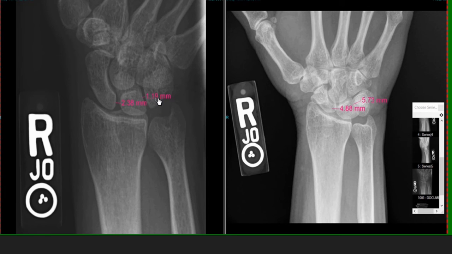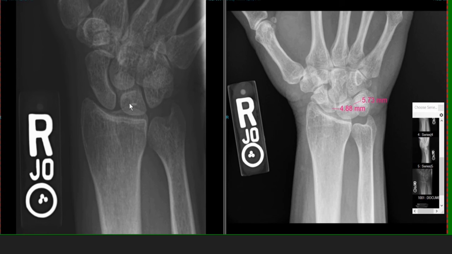Now, for the assessment of ulnar translation, what we're looking for is the position of the lunate bone here relative to its position on the radius bone here. Ordinarily, more than 50% of the width of the lunate bone should be over the radius bone. And in this case, approximately 100% of the lunate bone lies within the surface of the radius bone.